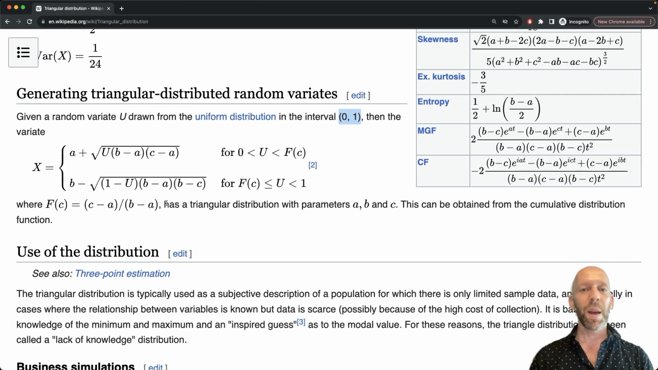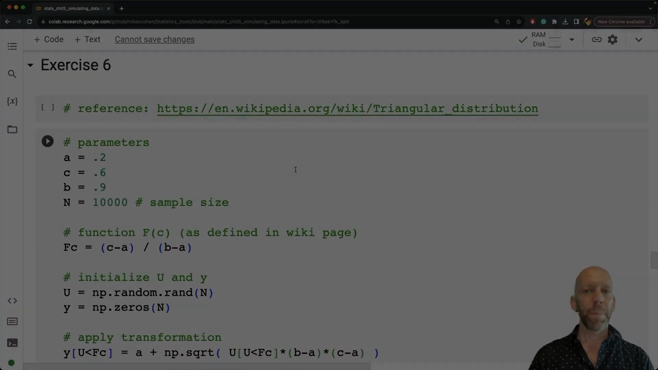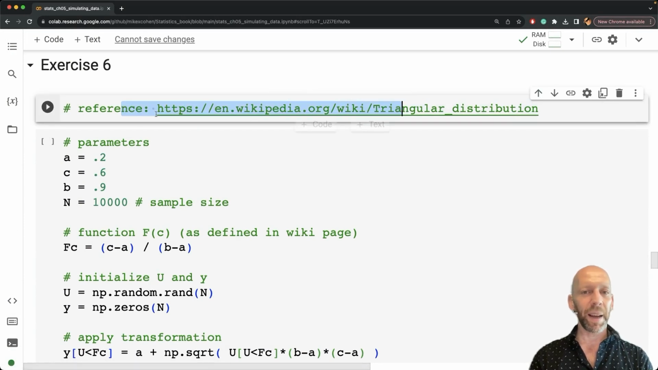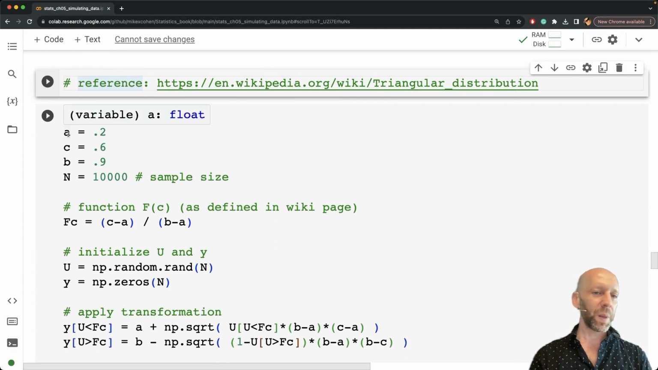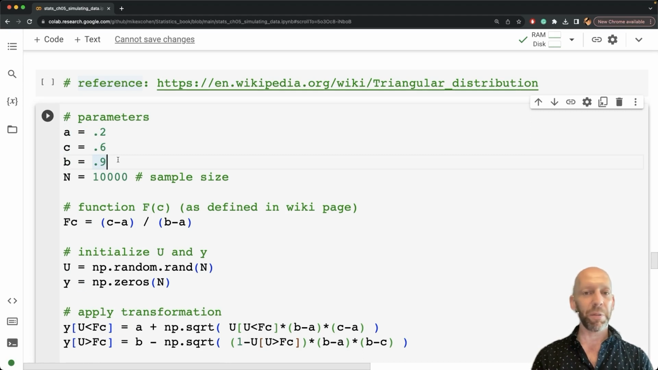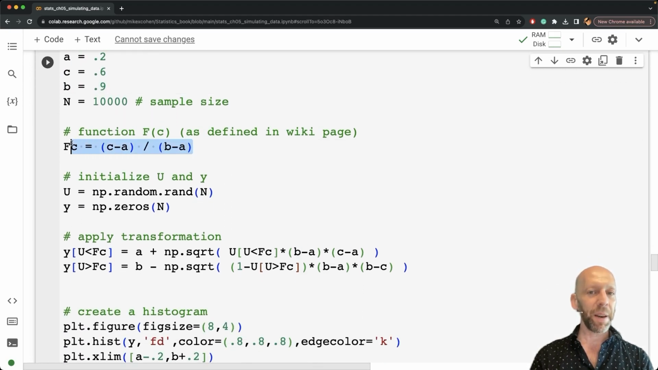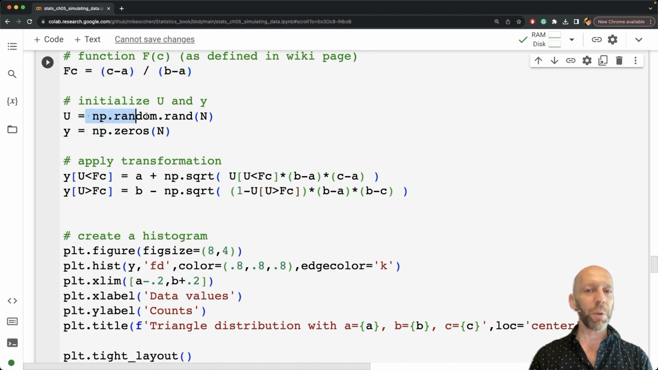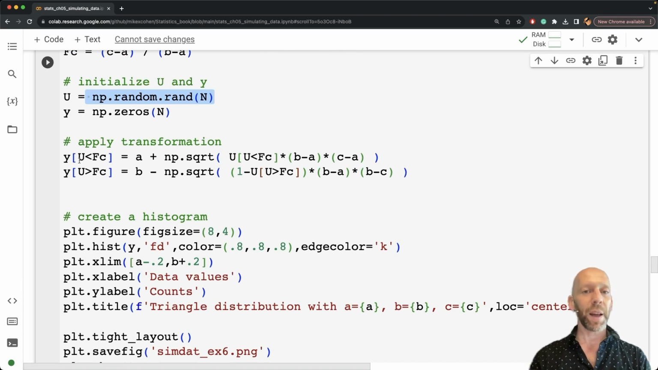And now I will switch to Python and show you my solution. So here again, I have the reference for where I got the math from, where I implemented these functions. So I chose 0.2, 0.6, and 0.9 as I showed in the figure in the book. And here is F of C. Here I generate the uniform distributed random numbers. And here is where I implement the two sides of that equation, which Wikipedia called variable capital X. Here I'm calling it y for no particular reason. So then we say, if u is less than F of C, then we apply this part of the formula.